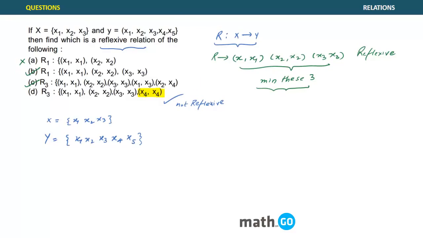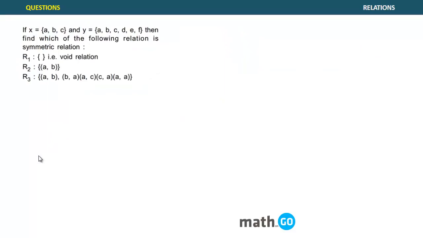Do you have x4 in the set X? So where is this element coming from? x4 actually does not belong to your set X, so this should not have been here. So again, this is not a reflexive relation. Got it? Okay, let's take another.